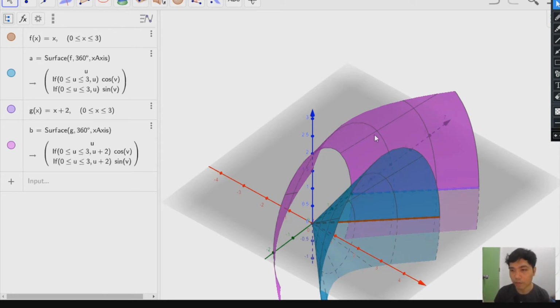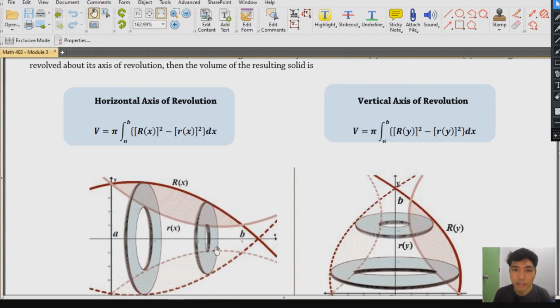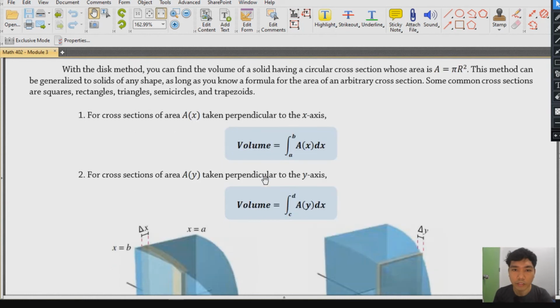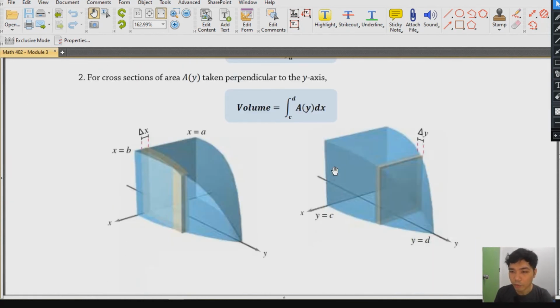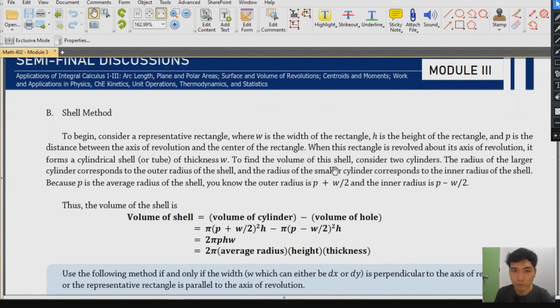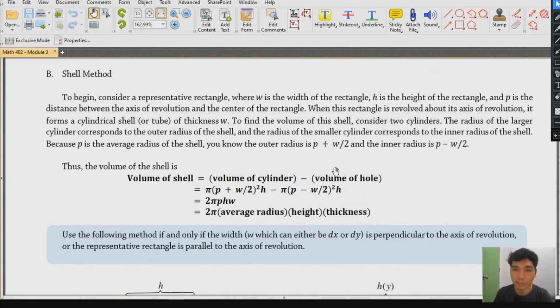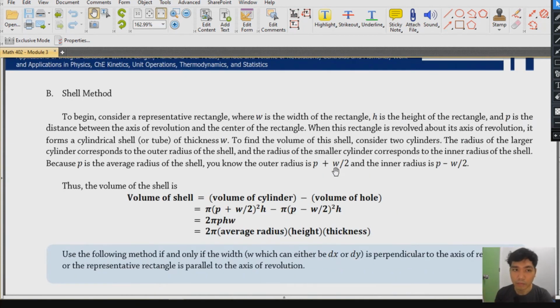So just remember that kapag butas yung inyong figure and then you try to rotate that, so, kailangan magkaroon kayo ng washer. So, basically, kailangan square mo muna yung first function, then subtract mo yung square ng second function na nagpabutas sa kanya. Okay, and I think we can move forward na dito sa ating, ito, i-discuss ko to sa last portion, and then I think we should move forward muna sa shell method bago tayo mag-proceed sa problem solving.